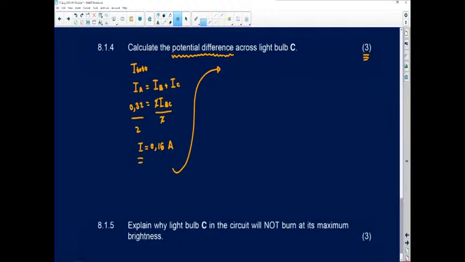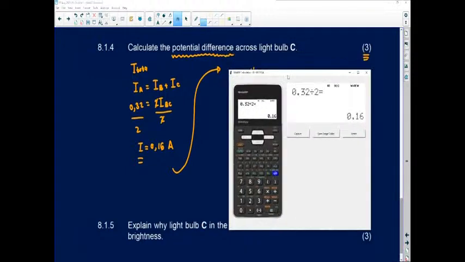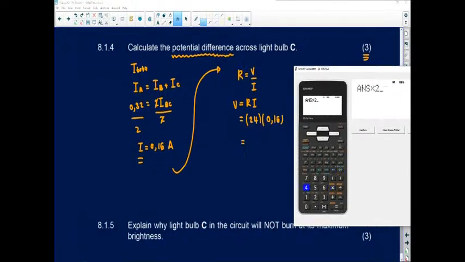Therefore, I'm going to use R is equal to V over I. I'm going to make V the subject of the formula, which gives me V is equal to RI. The resistance, it is number C, and remember C has got an identical resistance with A and B, which all 3 of them have 24. The current that we just calculated, the ratio of the current that will pass between C is therefore 0.16. Let's put that in our calculator and see what we get. Multiply that by 24.